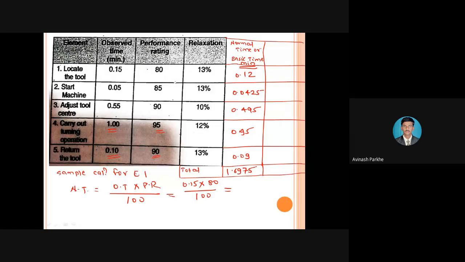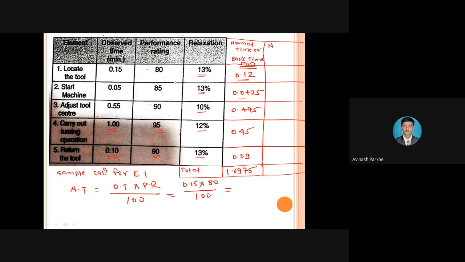But again, for each and every element, the relaxation allowance is given. For element number 1, 13% relaxation allowance is there. That means we have to consider this 13% relaxation allowance on the respective normal time. For the second element, again 13% allowance. The normal time for the second element is 0.0425. For the third element, 10% allowance. For the fourth, 12%. For the fifth, 13%.